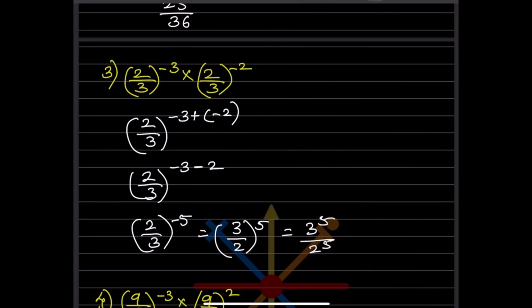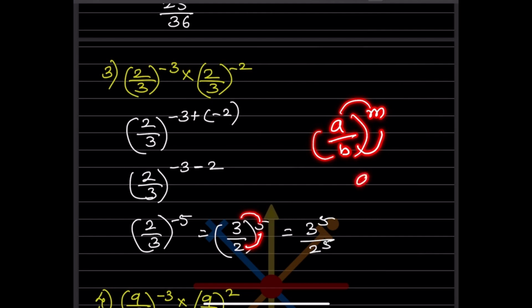So now see here, in this one, whenever you have such a type, you are going to multiply this as well as this with the 5. So this is (a/b) raised to m. You can write one more rule: that is going to be a raised to m divided by b raised to m.